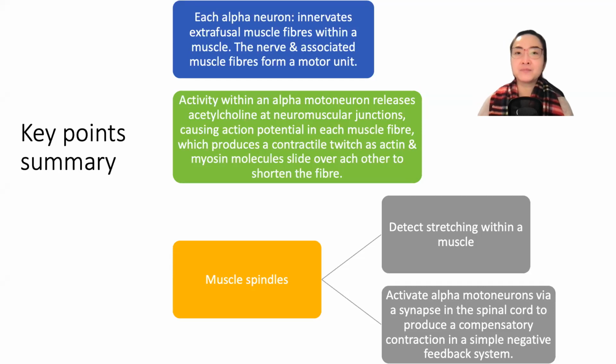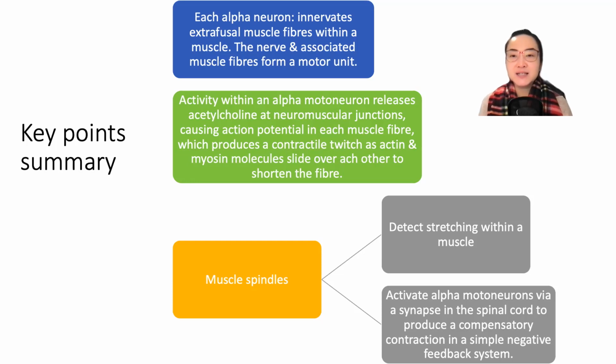Key point summary. Each alpha neuron innervates extrafusal muscle fibers within a muscle. The nerve and associated muscle fibers form a motor unit. Activity within an alpha motor neuron releases acetylcholine at neuromuscular junctions, causing an action potential in each muscle fiber, which produces a contractile twitch as actin and myosin molecules slide over each other to shorten the fiber.